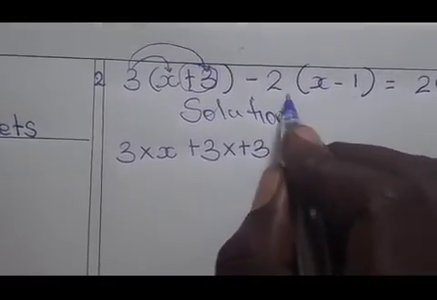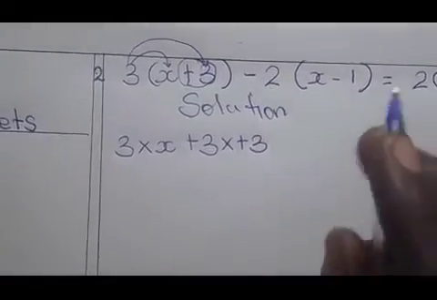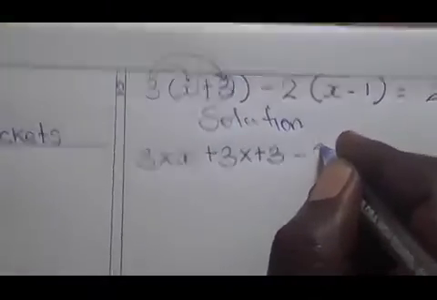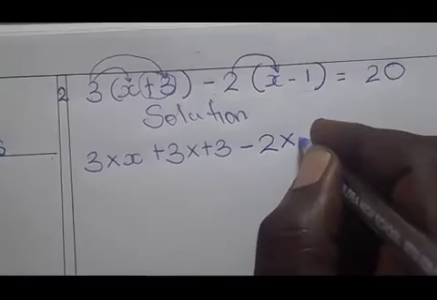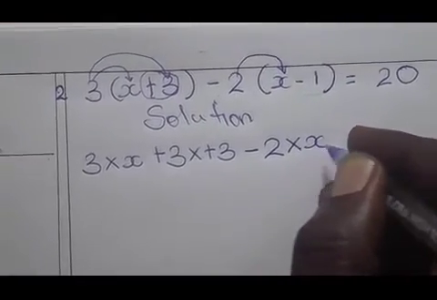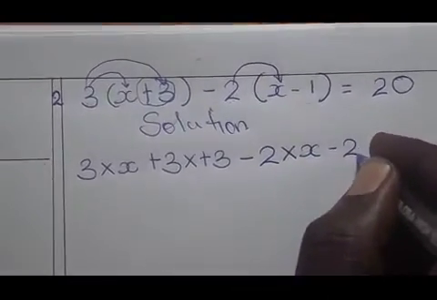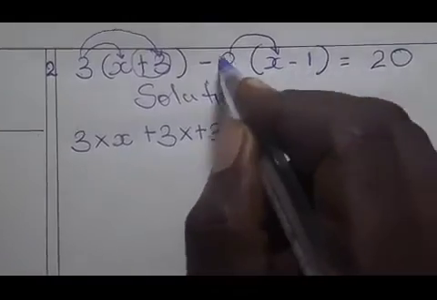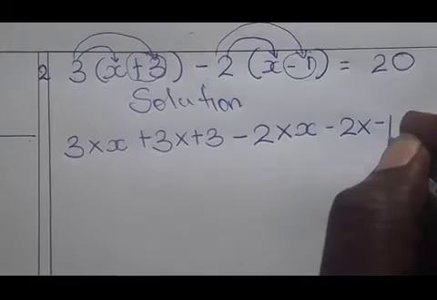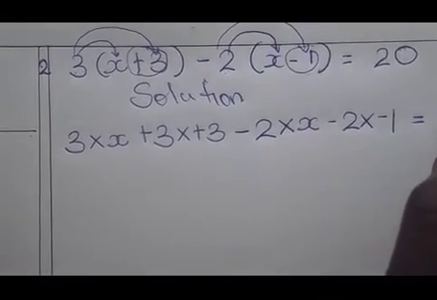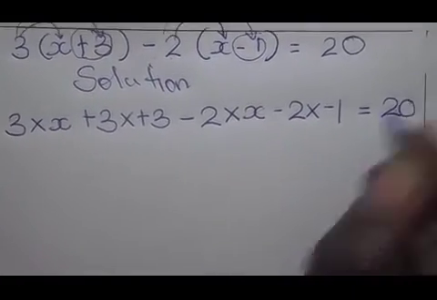Second bracket, we are removing the brackets using -2. So -2 times the first term, the first term there is x. Again, -2 times the second term here is a -1. So times -1 equals, this side there is 20.